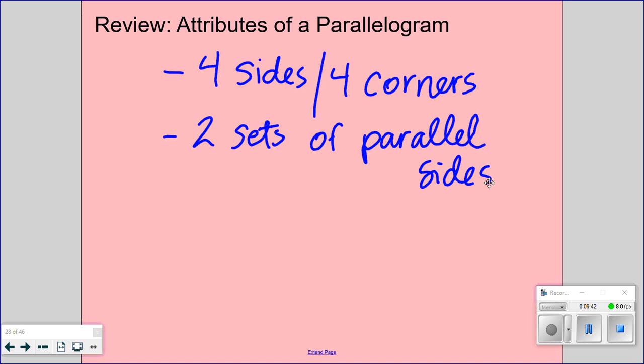Are there any other rules to being a parallelogram? Sure. We could say it has to be a closed shape. Any other rules, Emma? It has to have straight sides. Yeah. It can't have holes, so it has to be closed, and it does have to be straight sides. Just a review of parallelograms.